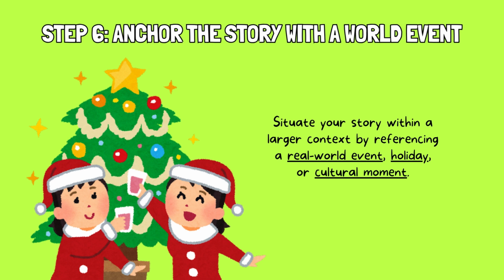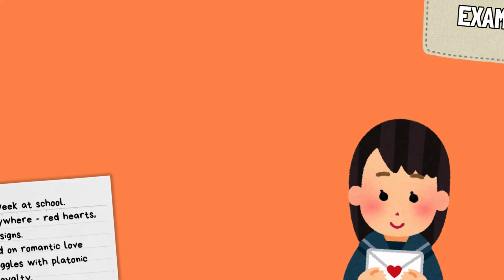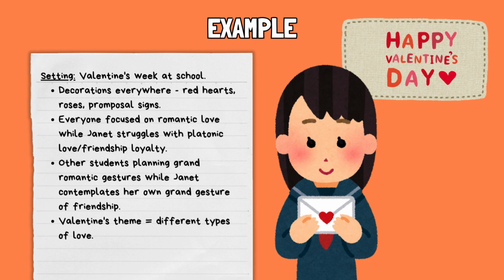This not only grounds the story in reality, but can also add thematic resonance that readers can connect with. For example, our story takes place during the week leading up to Valentine's Day. The school is buzzing with romance and grand gestures, which creates a perfect backdrop for Janet's internal struggle about making a grand gesture of her own. Not romantic, but one of friendship and sacrifice. The holiday's theme of love extends beyond romance to encompass the love between friends.